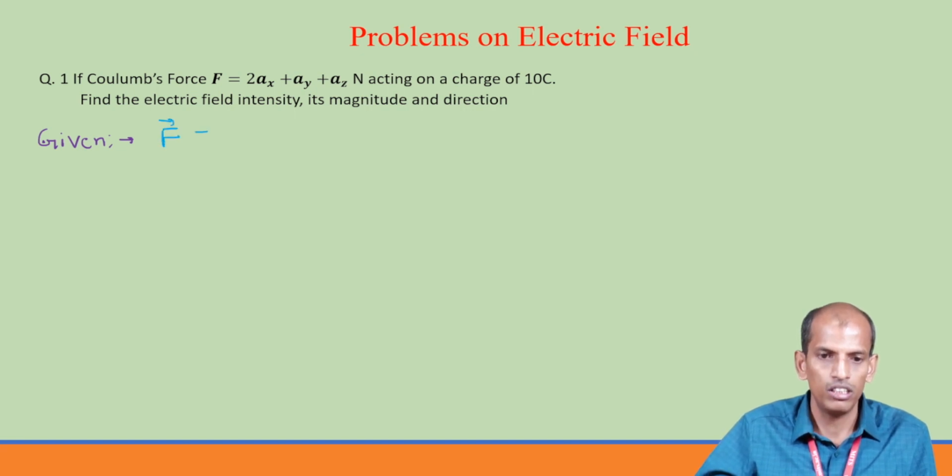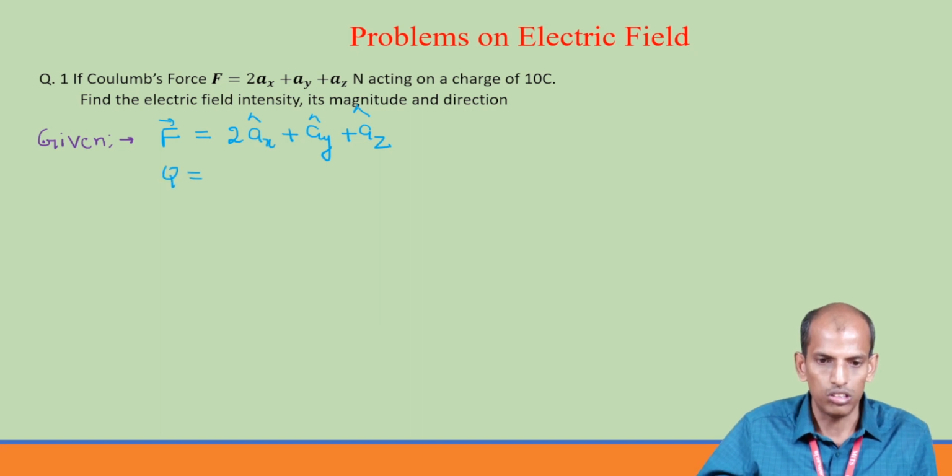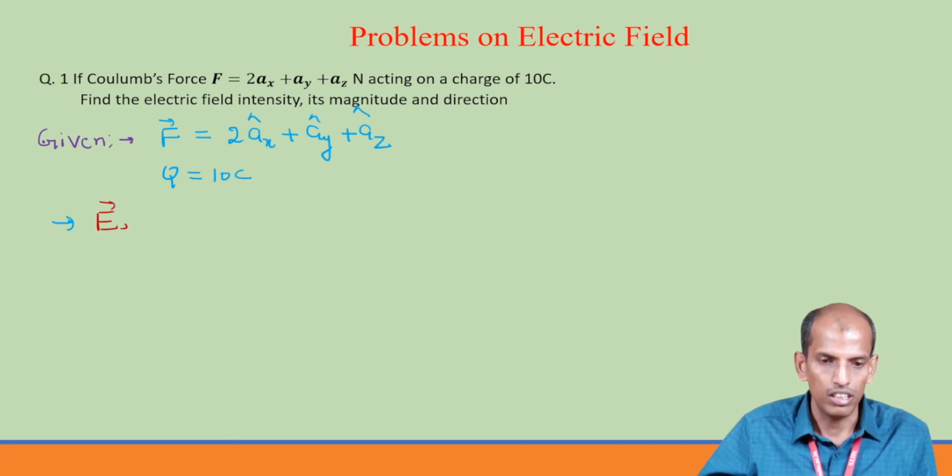Force is given as 2 ax hat plus ay hat plus az hat, and this is acting on a charge of 10 coulomb. So Q is given as 10 coulomb, no problem. Find the electric field intensity. What are the quantities you have to find? You have to find the electric field, then the mod of the electric field, and then the direction of the electric field.